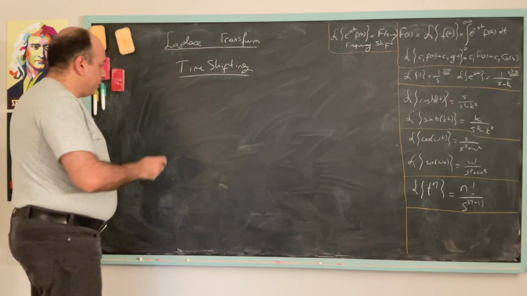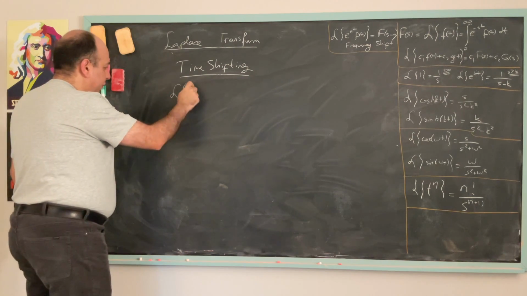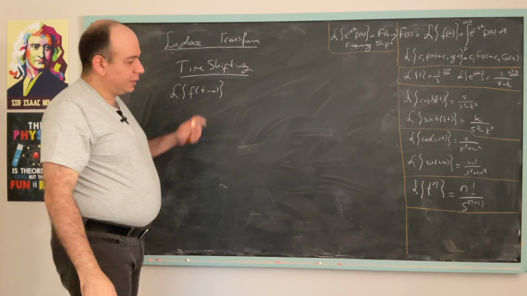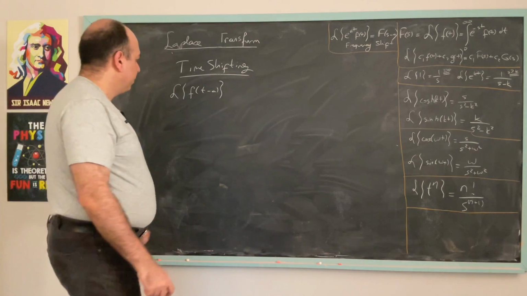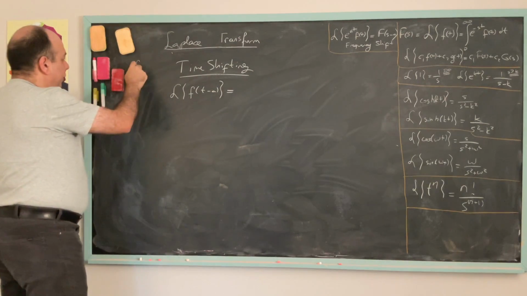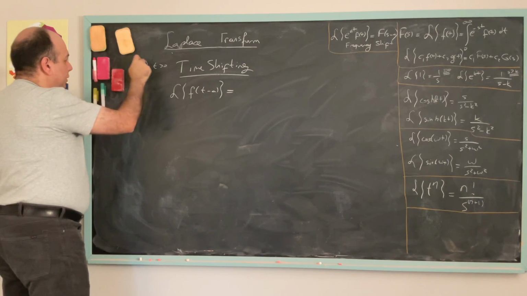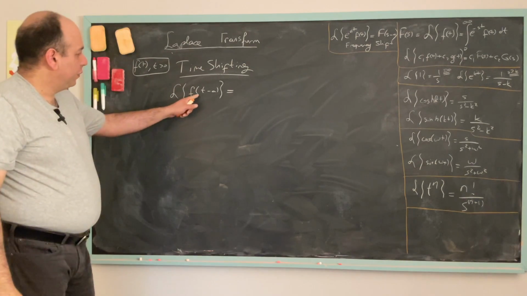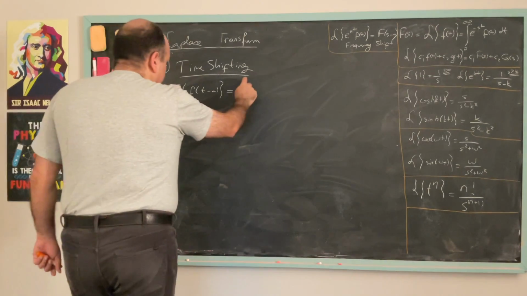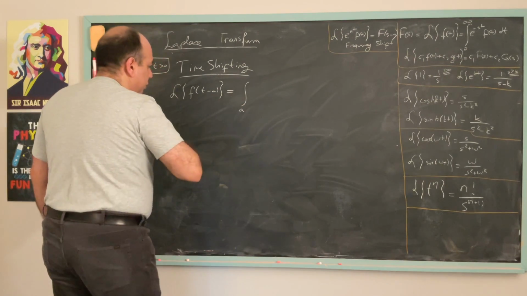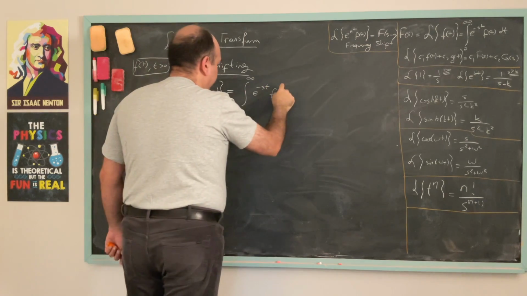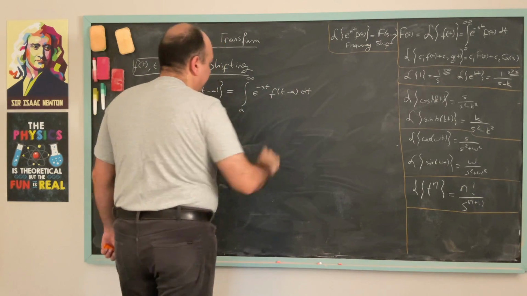So if you shift the time, this is what it means. The Laplace transform of f of t minus a, this is what I'm trying to find. Here I assume a is a positive time. As you may remember, f of t was defined for t larger than 0. So in this case, f of t minus a is going to be defined for t larger than a. So the Laplace transform of this is going to be equal to the integral from a to infinity of e to the minus st f of t minus a dt.